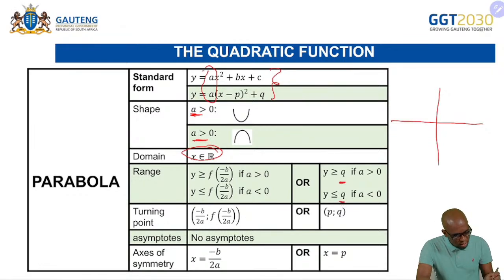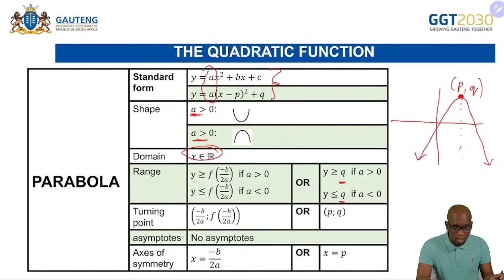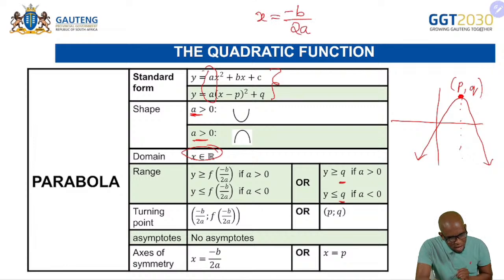Now if you check the range, suppose this is your parabola, this value here can be written in the form of p and q. Both of them are positive, but also if you use the other form, p is the same as the x value of the turning point. It's minus b over 2a. That is to get the x value.